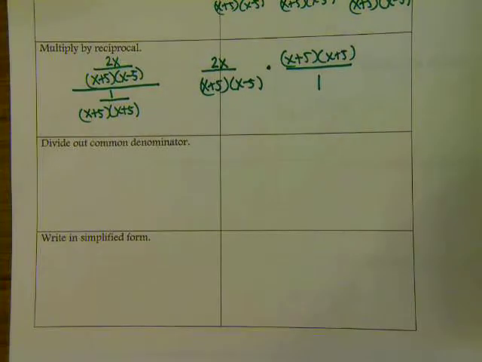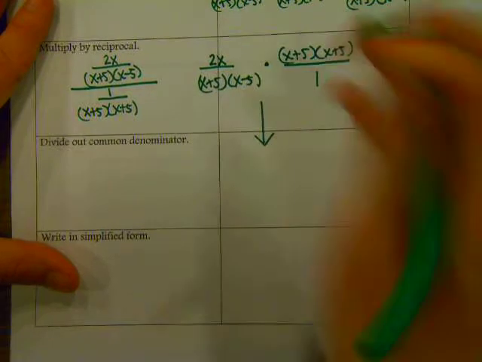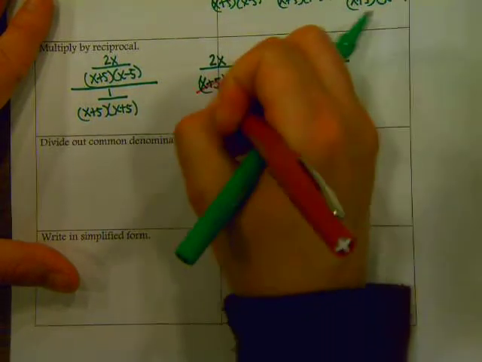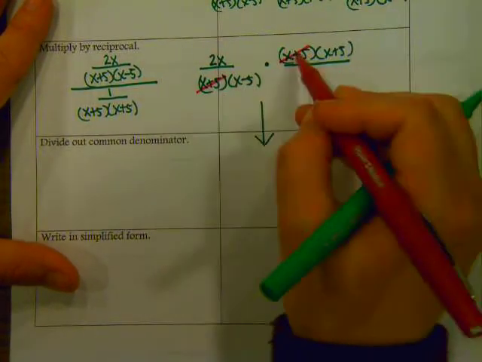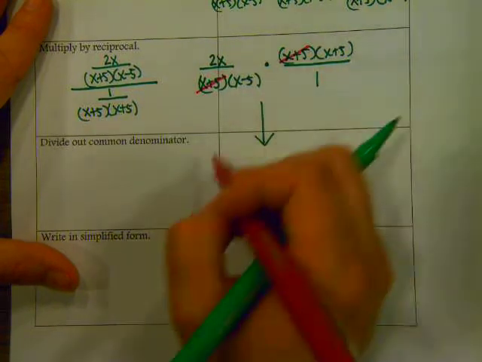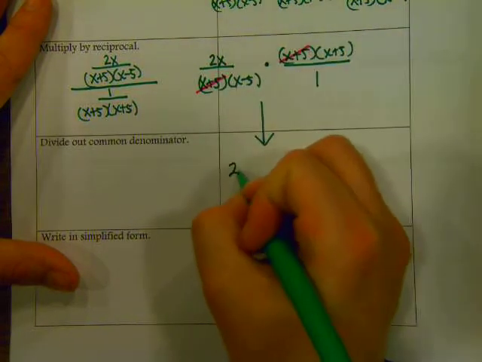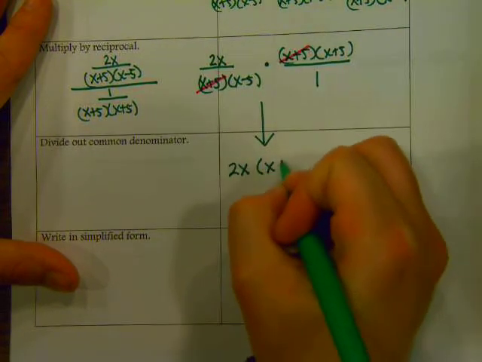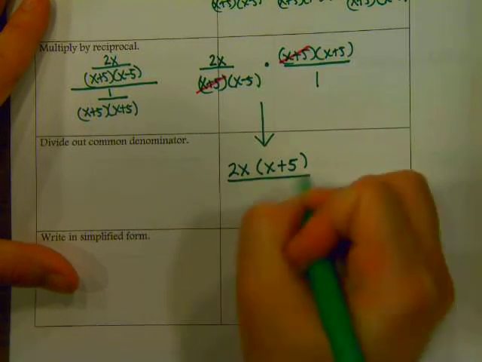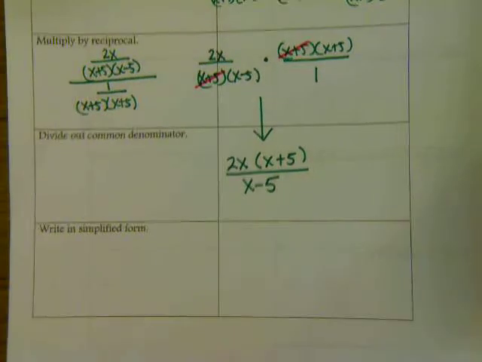And then like I said, basically dividing out the common denominator is the same thing as simplifying. So let's just cross off. And that's it. You cannot cross off all 3. Remember, they only come in pairs. So in this case, when we multiply across, we get 2x times x plus 5 over x minus 5. So that is perfectly fine, okay?